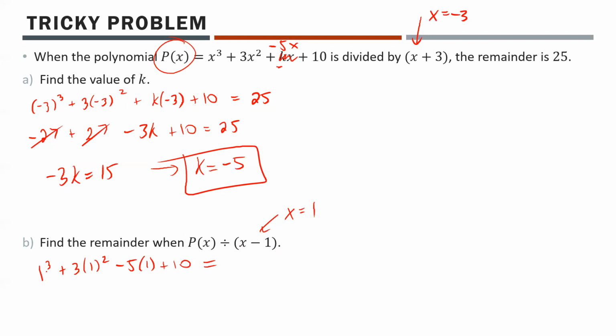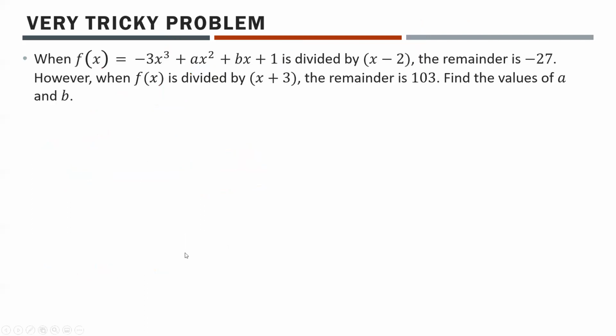Throw that into your calculator if you need. Honestly, I think I can do without. This is going to be 1 plus 3, so 4. 4 minus 5 is negative 1. Negative 1 plus 10, well, that would be 9. So just a little bit of mental math there, and I was able to figure that one out. So the remainder can just be found using your remainder theorem. Quite nice. Now, something not quite nice.